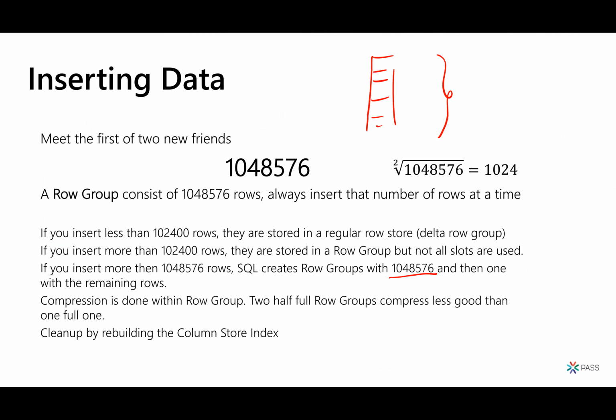You can clean up these mistakes. If you ever accidentally insert the wrong number or you just have no other way of doing it, you have to rebuild the column store. Again, this is for very large sets of data, and rebuilding these indexes takes a lot of resources and might take more time than you have in your maintenance window.